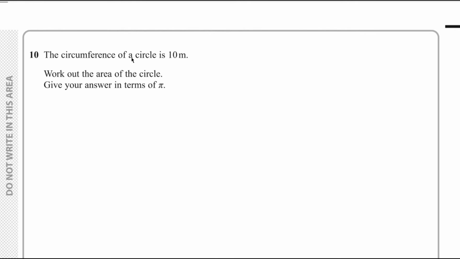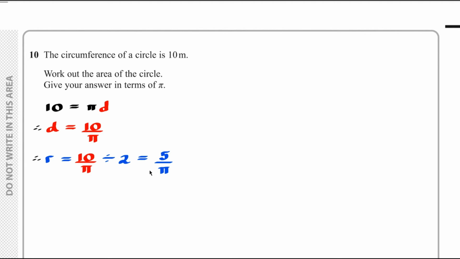Question number 10. The circumference of a circle is 10 meters. Work out the area of the circle. Give your answer in terms of pi. So we know that the circumference 10 is equal to pi multiplied by the diameter. So we can rearrange to find the diameter. The diameter is equal to 10 over pi. So we can find the radius. The radius is half the diameter. So the radius is equal to the diameter, 10 over pi, divided by 2. And what this is equal to is 5 over pi.